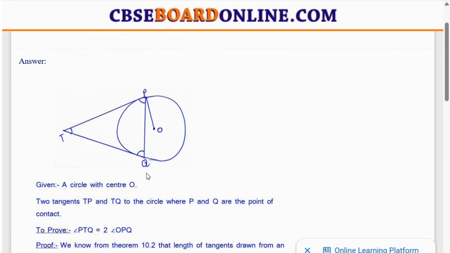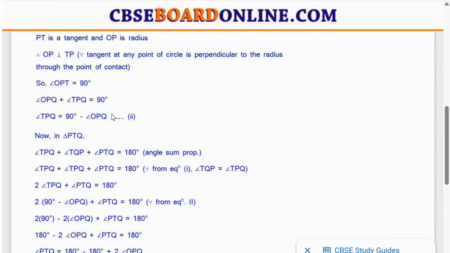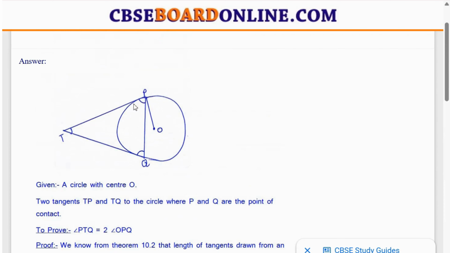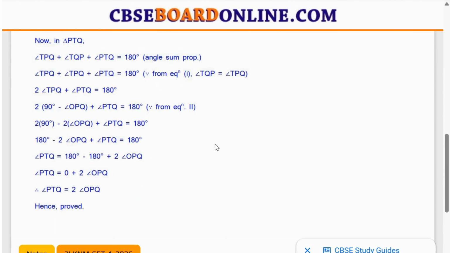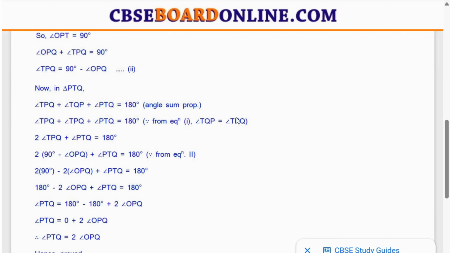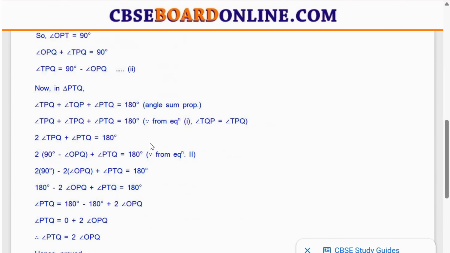So the value of OPQ is going to be what? It is going to be 90 minus QPT. Got it? So that is what we have written over here. Now we also know that the sum of all the angles of a triangle is equal to 180 degrees. Got it? Using the angle sum property, twice TPQ, right, plus PTQ is equal to 180 degrees.